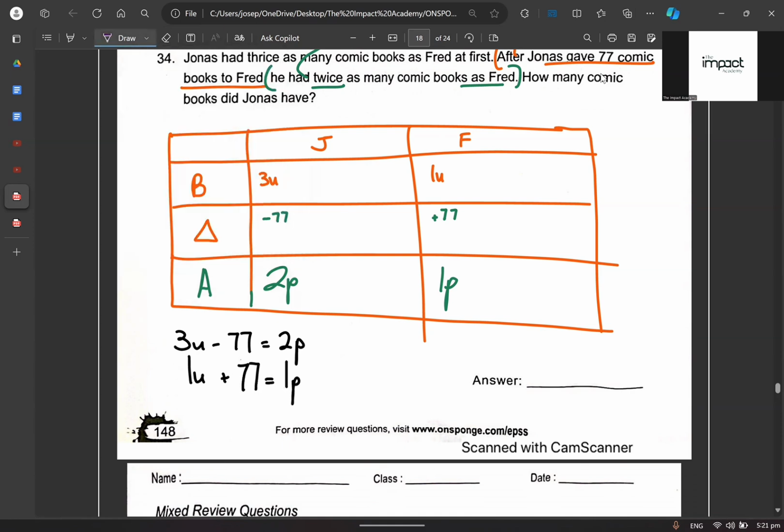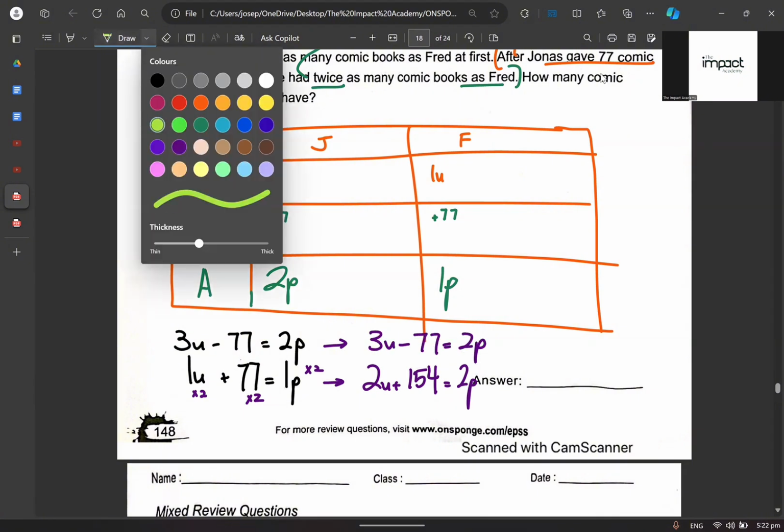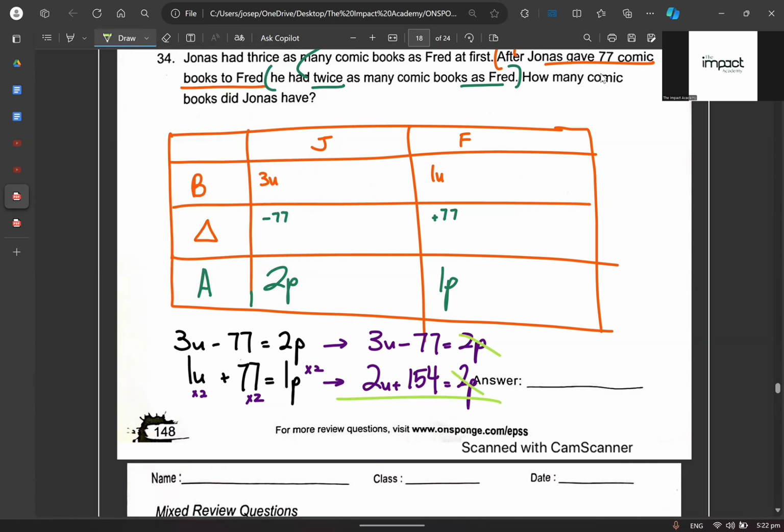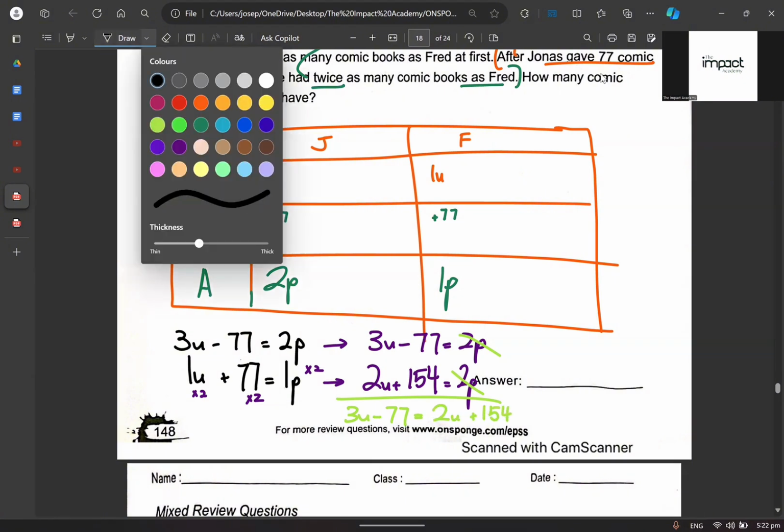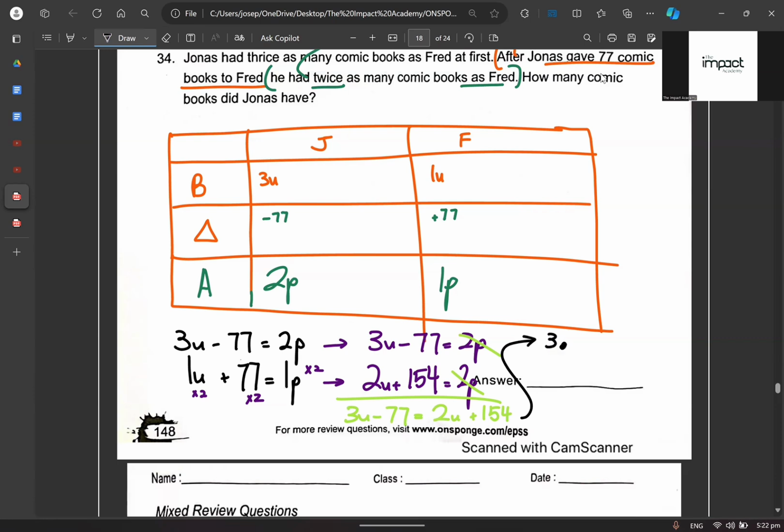Well, what are you going to do next? Make parts the same. So 2 units plus 77 times 2, we get to 154. This equals to 2 parts. Over here, you get to 3 units minus 77 equals to 2 parts. When parts and parts are the same, you want to remove the parts. So that you can basically say that 3 units minus 77 equals to 2 units plus 154. Same family, sit together. So 3 units minus 2 units is equals to 154 plus 77. 1 unit is equals to 154 plus 77, we get to 231.